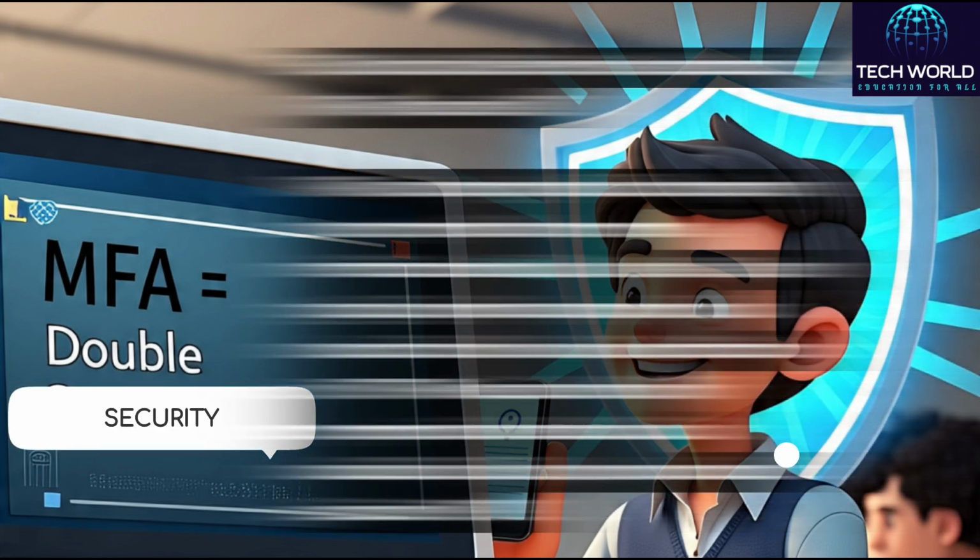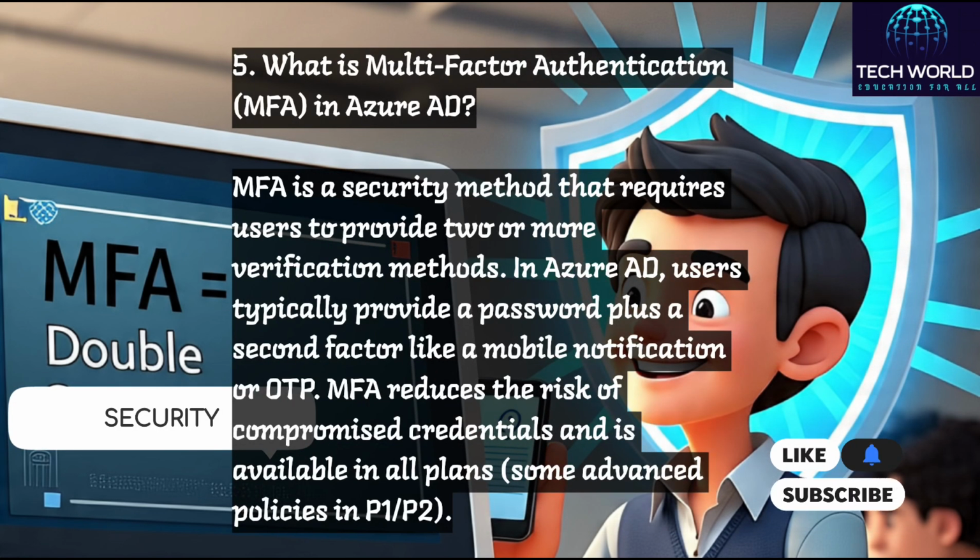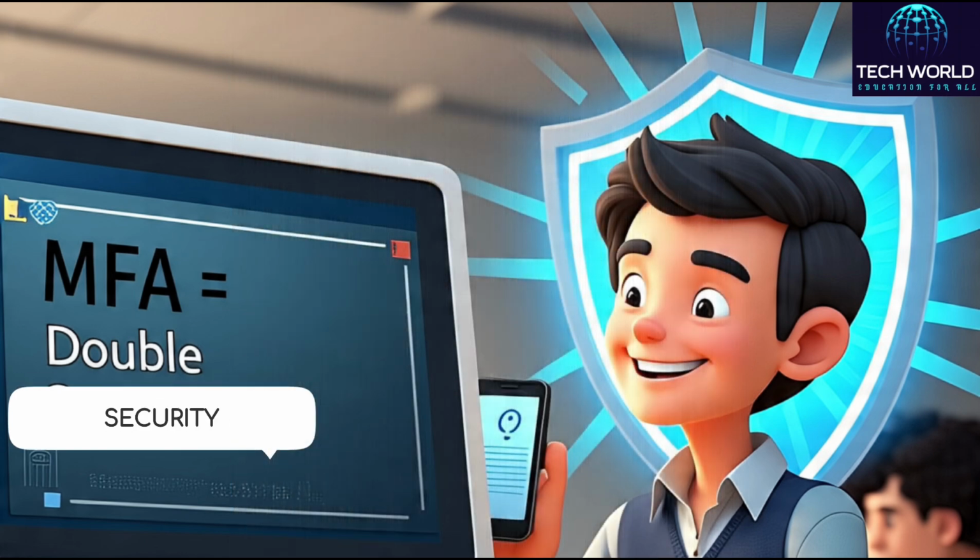5. What is multi-factor authentication, MFA, in Azure AD? MFA is a security method that requires users to provide two or more verification methods. In Azure AD, users typically provide a password plus a second factor like a mobile notification or OTP. MFA reduces the risk of compromised credentials and is available in all plans, with some advanced policies in P1, P2.